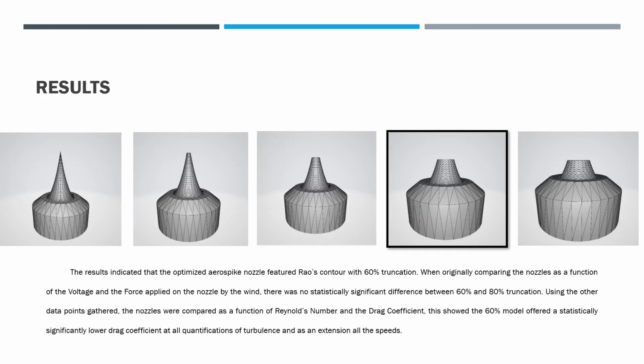So to summarize, the results indicated that the optimized Aerospike nozzle featured a rounded contour with 60% truncation. Originally, the nozzles were compared as a function of the voltage and the force applied on the nozzle by the wind, but seeing that there was no statistically significant difference between 60 and 80%, they were compared as a function of Reynolds number and the drag coefficient, allowing us to see that the 60% model offered a statistically significantly lower drag coefficient at all quantifications of turbulence, meaning that it was the most optimized choice for truncation.